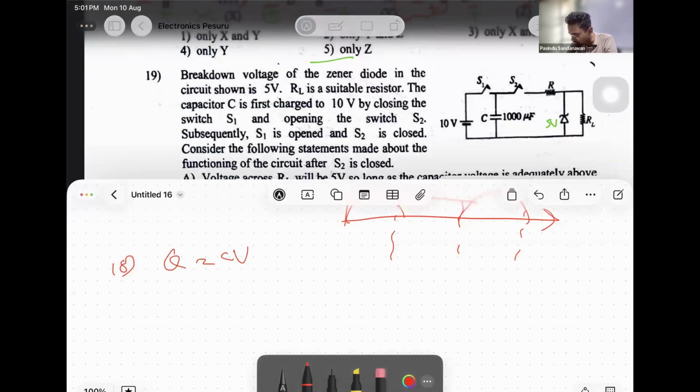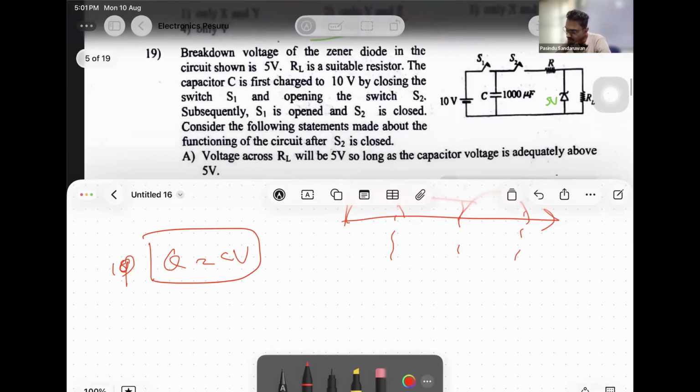We know for a capacitor, Q equals CV, right? Then when the potential difference is given, the capacitor is charged, right? And it stores a charge. Subsequently, S1 is opened and S2 is closed, right? Now S2 is closed.